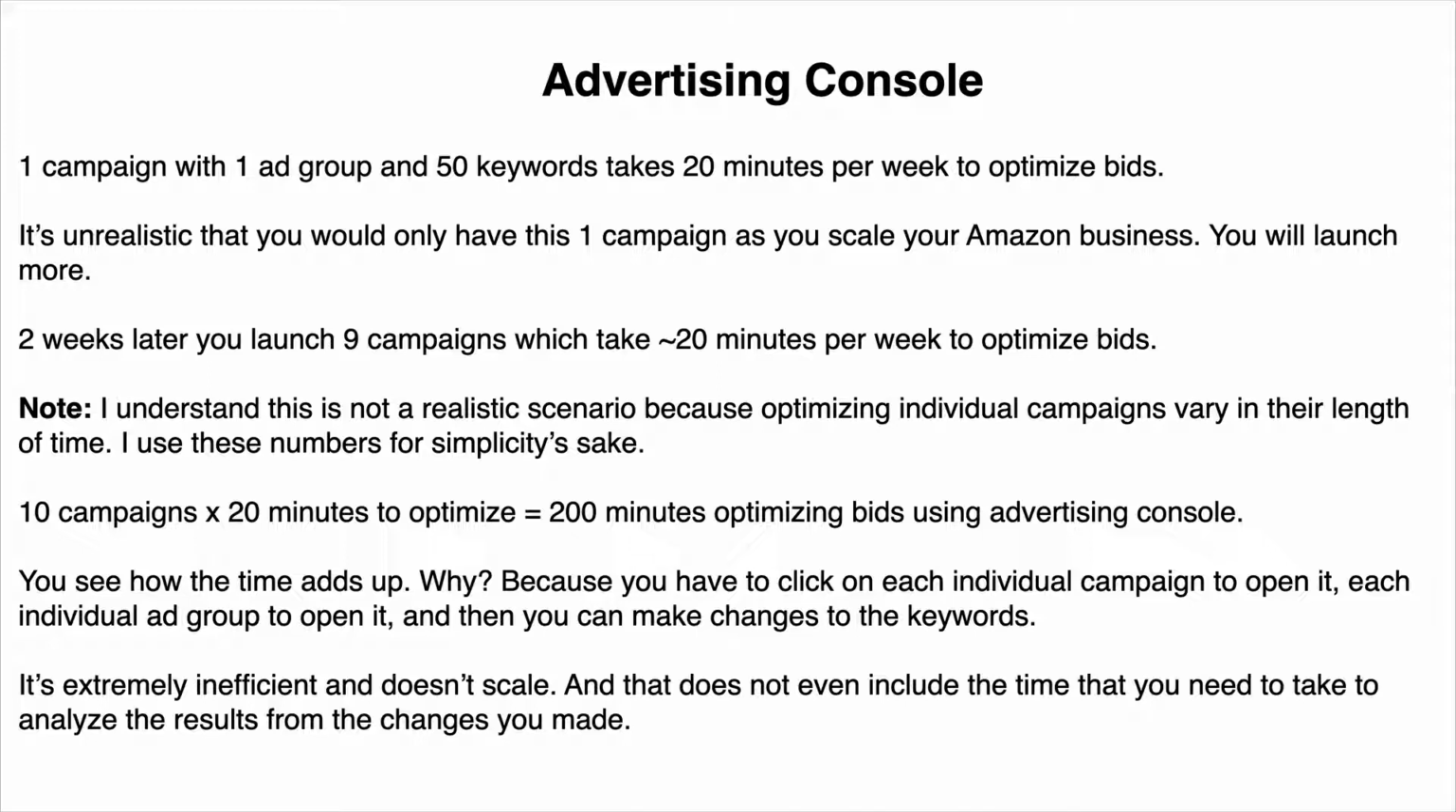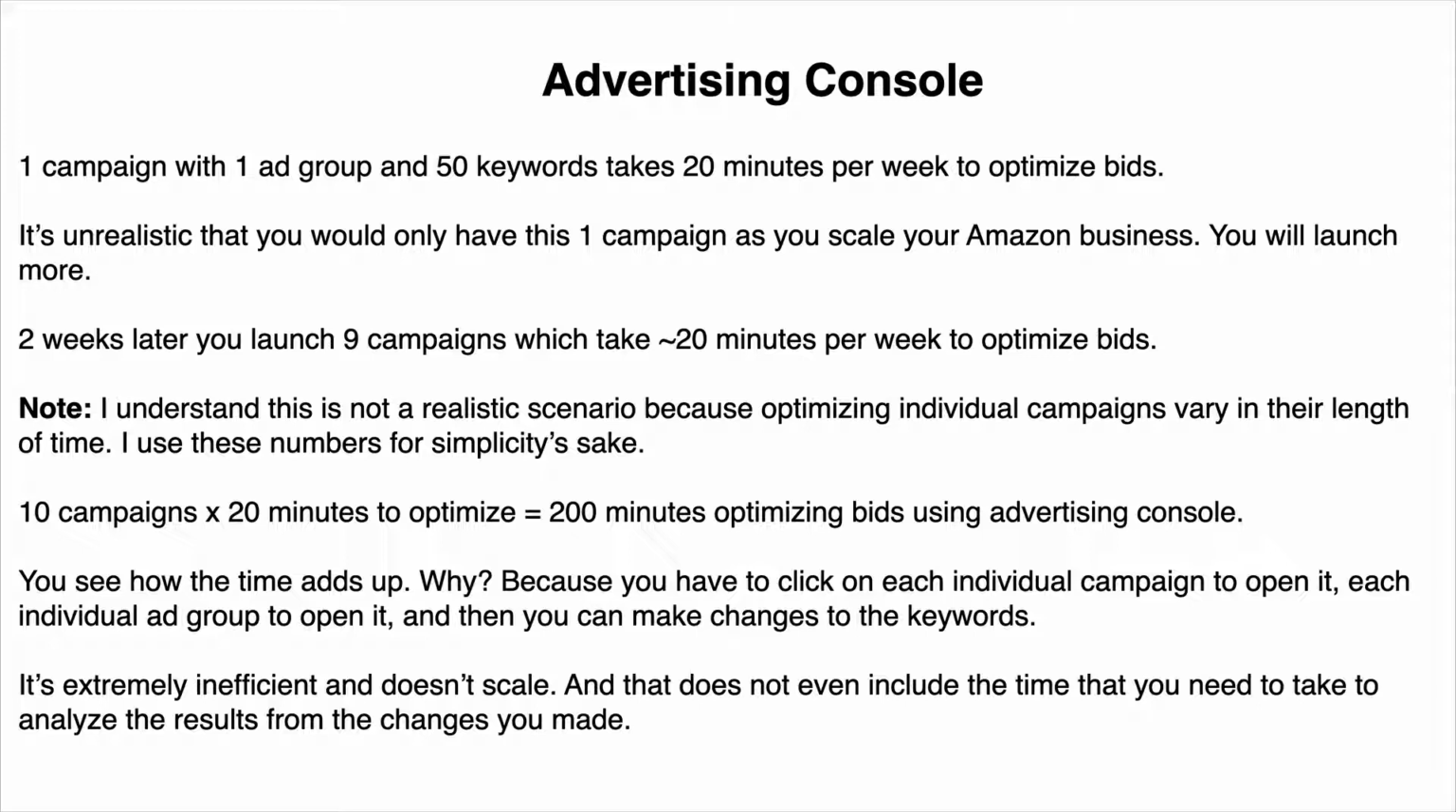Now, I just want to note that I know this isn't a realistic scenario, because optimizing individual campaigns varies in length of time. Sometimes you might not even optimize them. A lot of people, if it has a low ACOS, won't even touch it. But I'm just using these numbers for the sake of simplicity, just to give us some straight numbers. I don't want to go down the rabbit hole of let's say you only do 7 out of 9, you know what I mean?